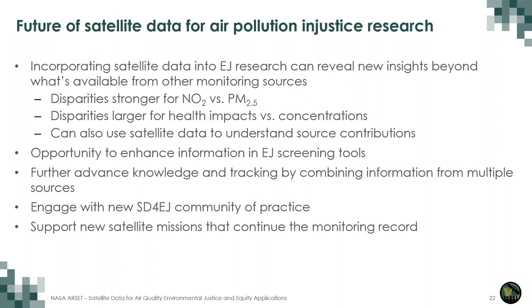And we can also use satellite data to understand source contributions. So you can actually pick out individual sources in some cases, or the contribution of individual source sectors to total air pollution injustice. There's really an opportunity here to enhance information in EJ screening tools and in EJ research, and further advance knowledge and tracking by combining information from multiple sources. Imagine if you were able to combine information from satellites and from models and from monitors, you'd be able to leverage the strengths of all of these.